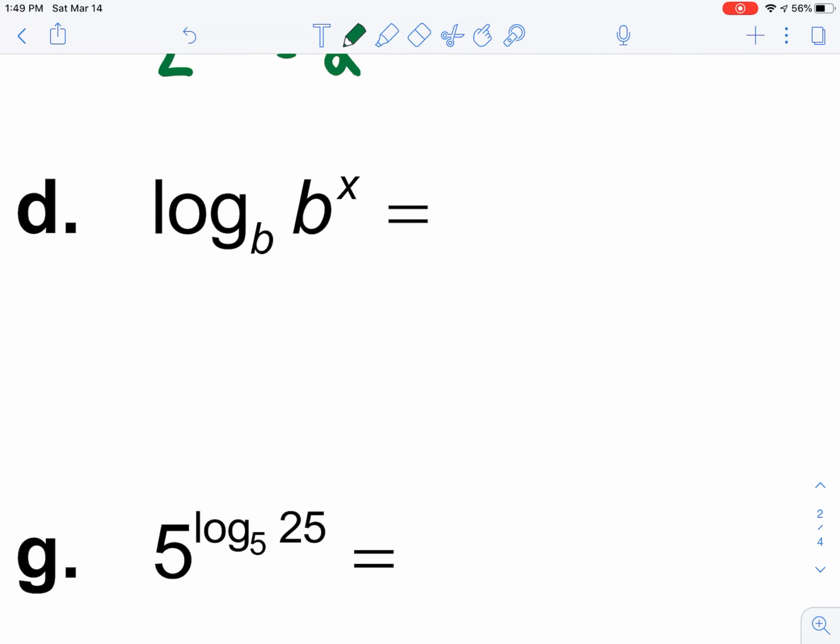Part D sometimes tricks people, but it's really very simple. b to what power is b to the x? Well, just think about it. b to what power is b to the x? It's got to be x. b to the x power equals b to the x.